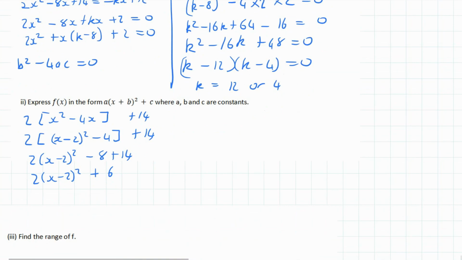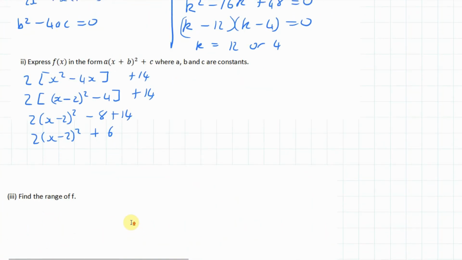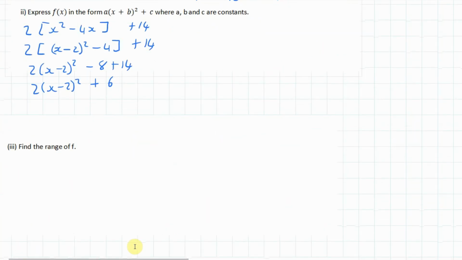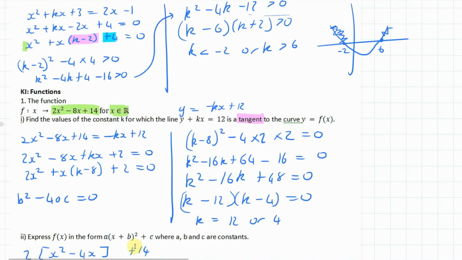Now, I can use this at this point to find the range of f. Given that we know that x is the set of real numbers, so is our input, we can input any real number. And if I were to sketch this, with a highlighter even, the minimum point here occurs at (2, 6). Therefore, f(x) is greater than or equal to 6. There we go.